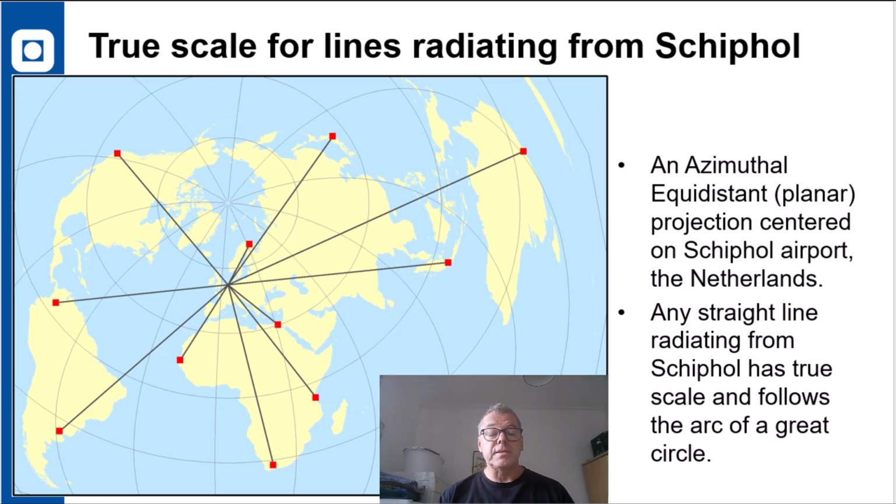I designed this map myself, and many GIS have the ability to make an azimuthal equidistant planar projection, where you pick the point of interest, and that will be the point where radiating lines will be equidistant. So here, any straight line radiating out from Schiphol airport outside of Amsterdam in the Netherlands has true scale.